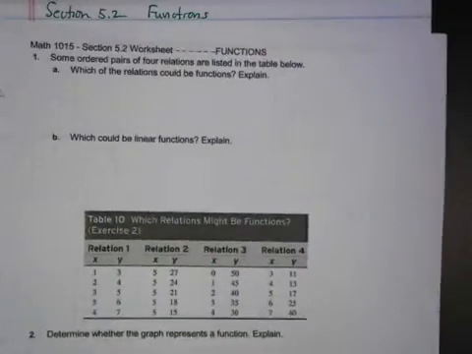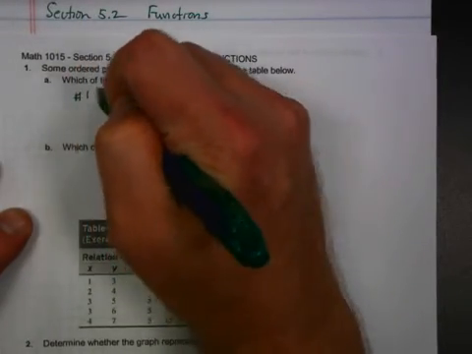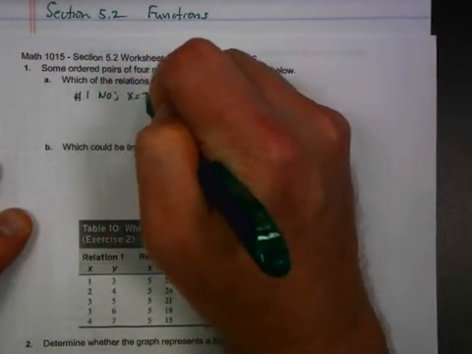Okay, so question 1 says, some ordered pairs of 4 relations are listed in the table below. Which of these relations could be functions? Explain. 3 and 4. And which could be linear functions? All right, so before I could read part 2, you told me that 3 and 4 are functions, because each input has one output. I think I agree with you. What's wrong with relation number 1? X equals 3 repeats.